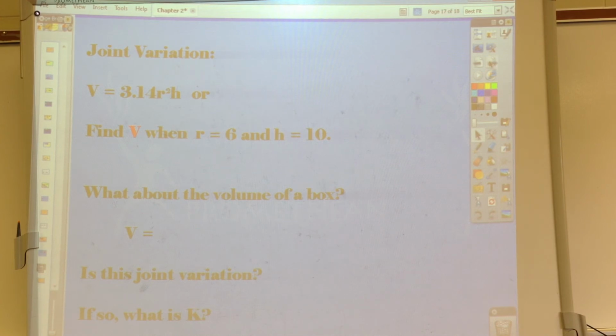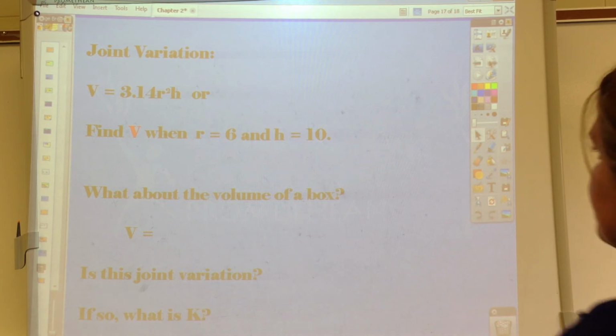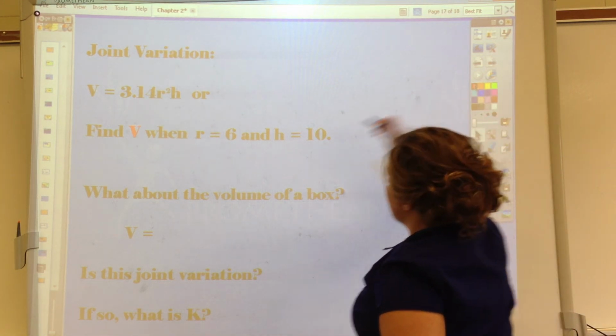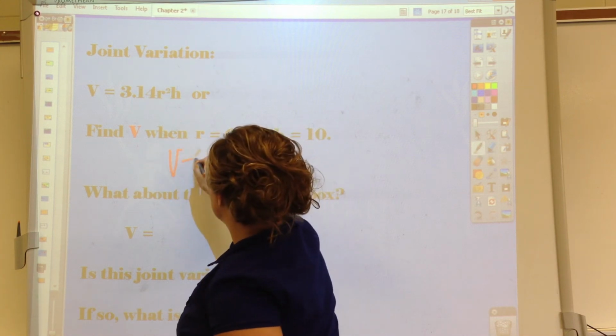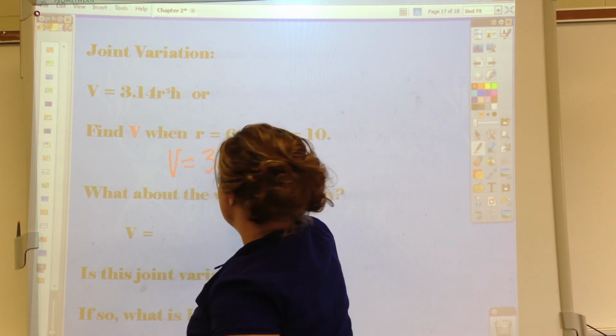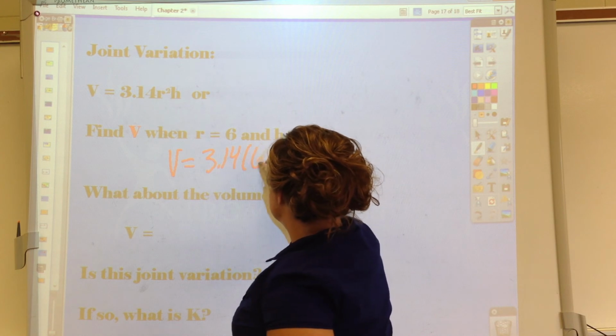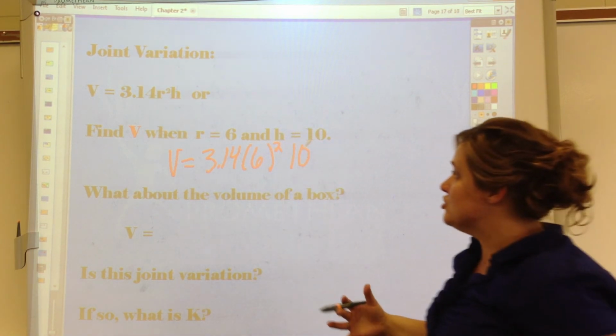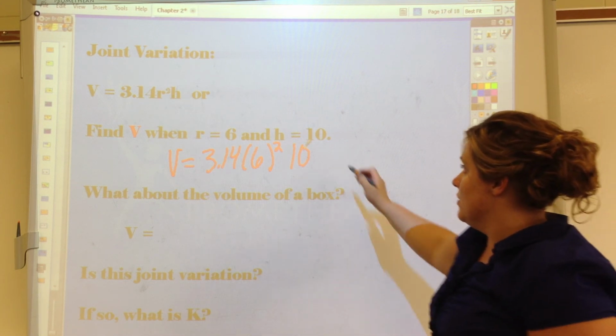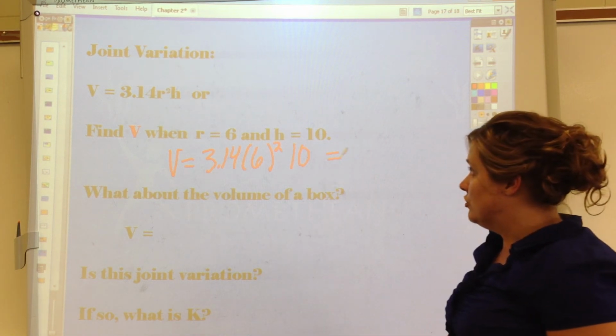This is a great example of joint variation that we use quite frequently. So if I want to find v when r is 6 and h is 10, I would plug in, I'm just going to use 3.14 for pi. I'm going to plug in 6 for r and 10 for h, and you can simplify. I'll leave that simplification to you.